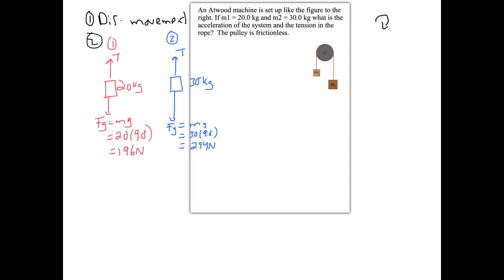Now the last thing we need to do is set a positive. We know mass 1 is going to go upwards, so let's set up as our positive. We know mass 2 is going to go downwards, so let's set downwards as our positive for mass 2. It's going to make things a lot easier.